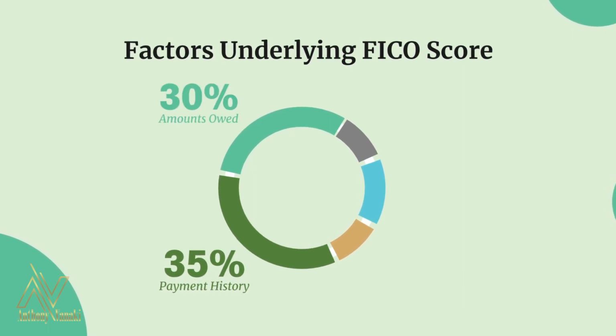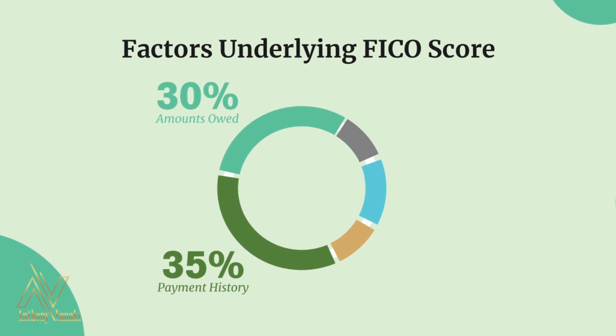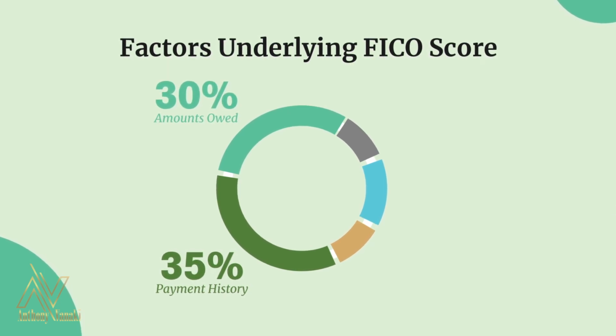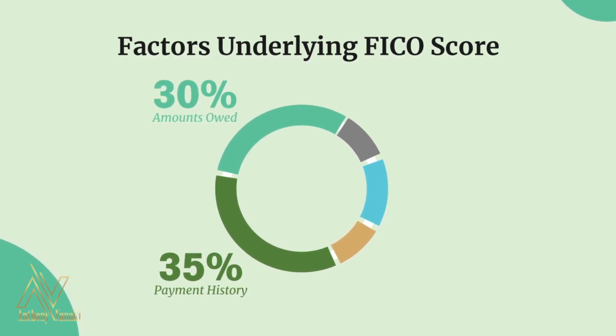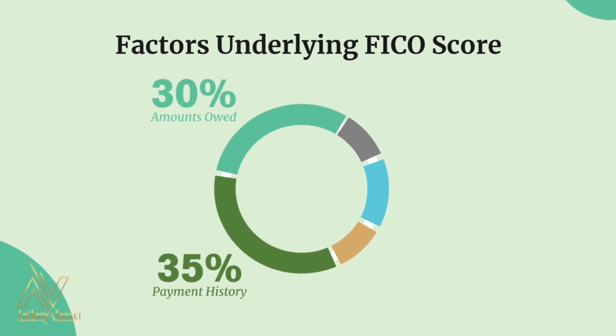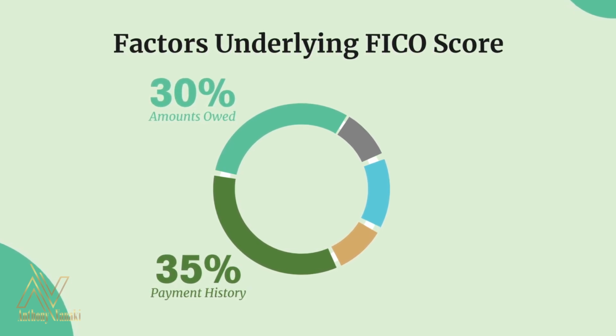Next is your amount owed, and this is 30% of your score. And so the credit utilization, how you dictate your loans and your credits, and the ratio of that is what accounts for the 30%.